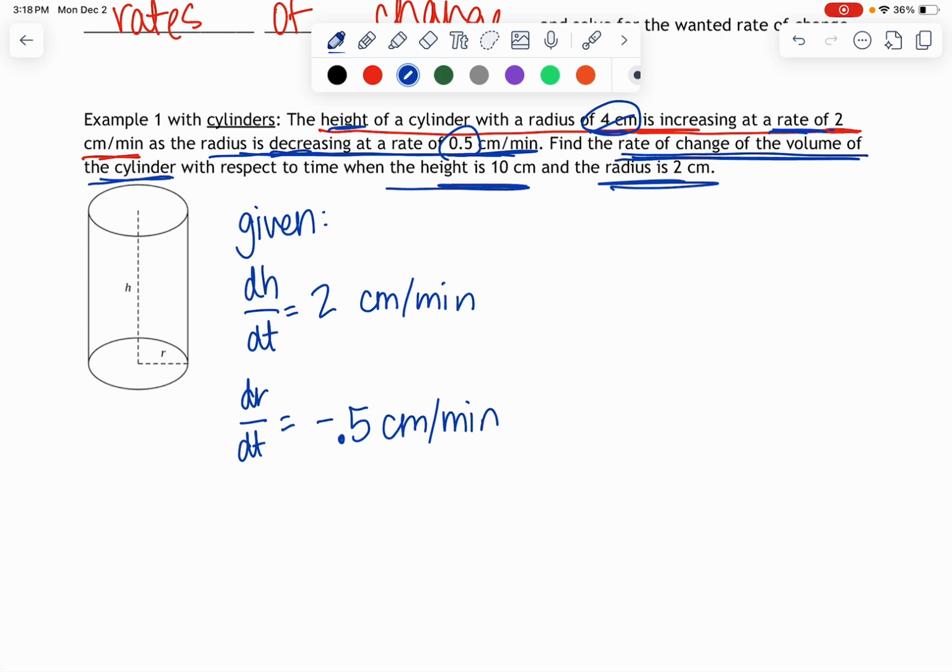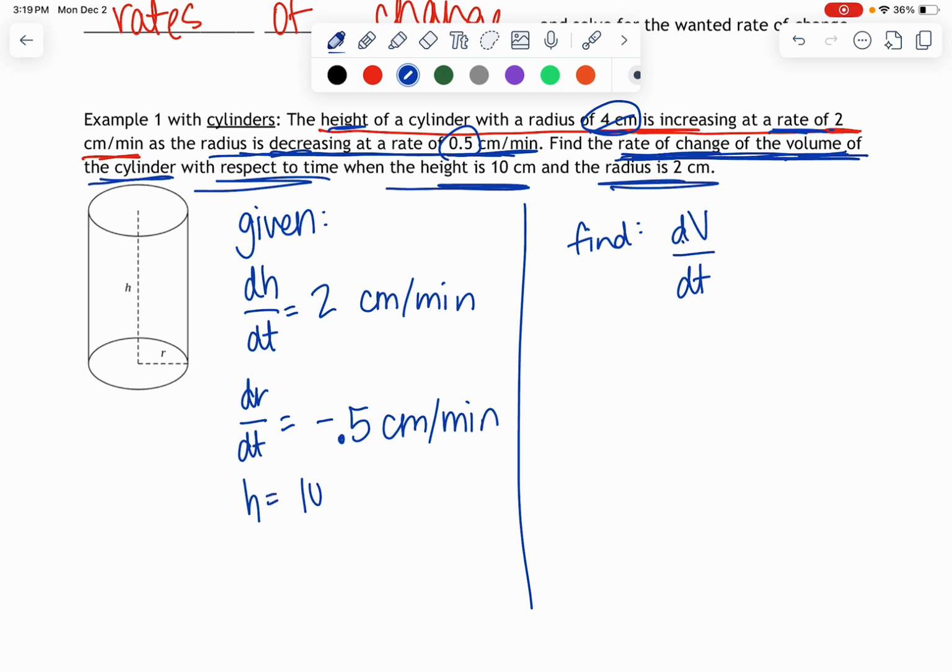Then it says find, so I'm going to write my find. Find the rate of change of the volume. So that would be dV/dt. Rate of change means derivative of the volume with respect to time. So dt on the bottom means it'll have a t in the equation. And then when the height is 10, that's going to go on my given side. The height is 10 centimeters and the radius is 2 centimeters. So all my givens are on the left and what I have to find is on the right.